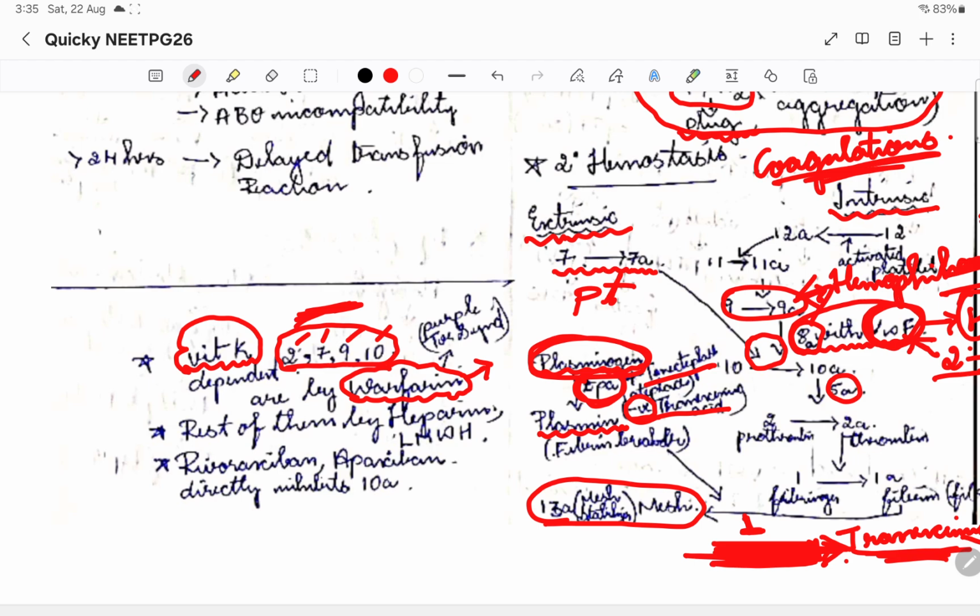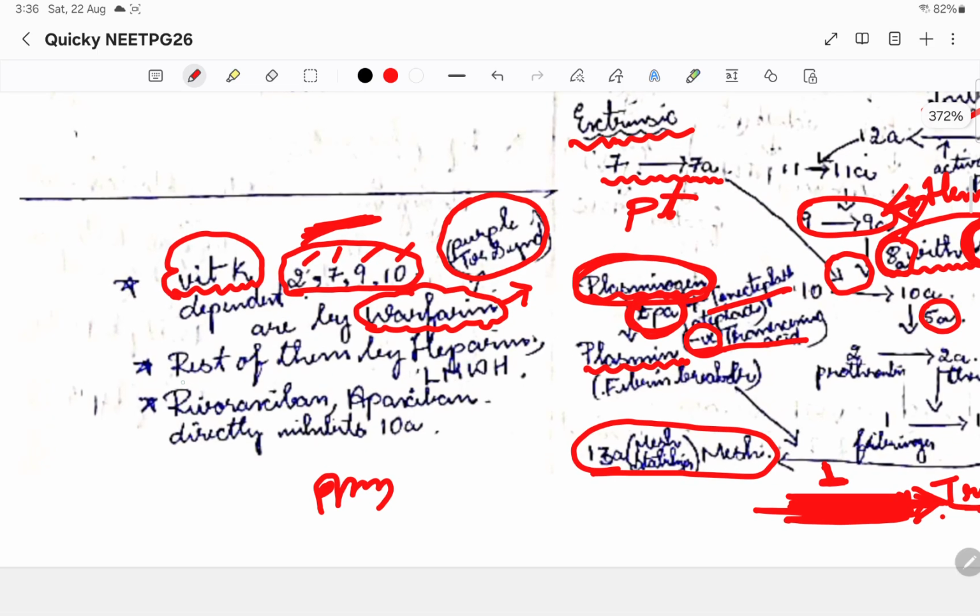But even though it is a good drug, there are too many complications that can happen because of warfarin. One of the major things is purple toe syndrome. This is a previous year question where we can see purple toe. Purple toe can be seen in chronic warfarin users. So remember that point. Then all the other coagulation pathways are attacked by heparin and low molecular weight heparin. So remember this: 2, 7, 9 and 10 are attacked by warfarin, whereas the other things, which we didn't discuss, right?